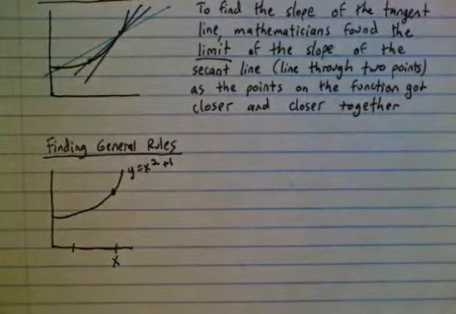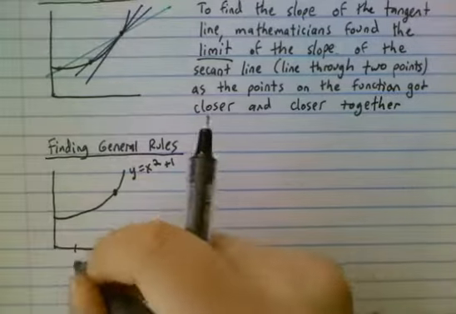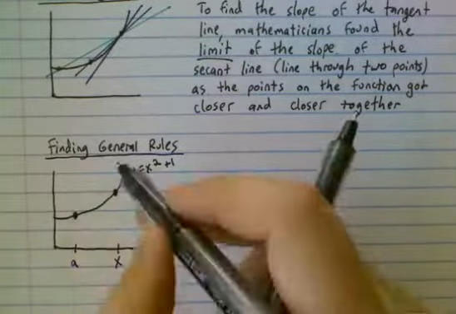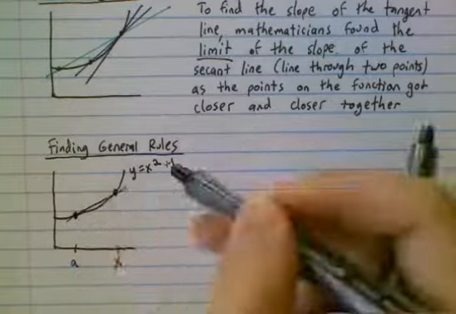And we also have some point A. It could be any number. This is just what we're going to use for the dot for the secant line. Now we've got the little line going through here.